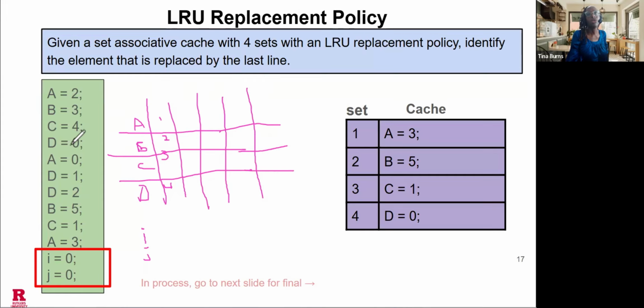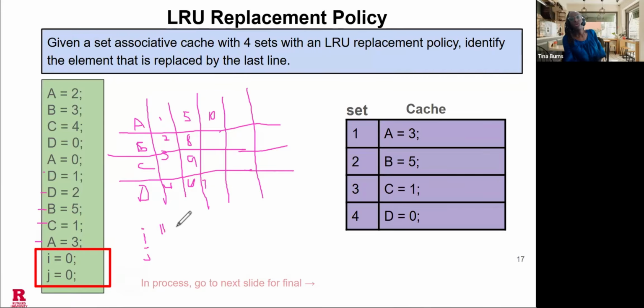D is my fourth line, A is my fifth instruction, D is my sixth one, right? So I'm here, 1, 2, 3, 4, 5, 6. D is also my seventh instruction. B is my eighth instruction. C is my ninth instruction. A is my 10th instruction. So I'm at 10 instructions, and now I come to this, which is instruction 11.